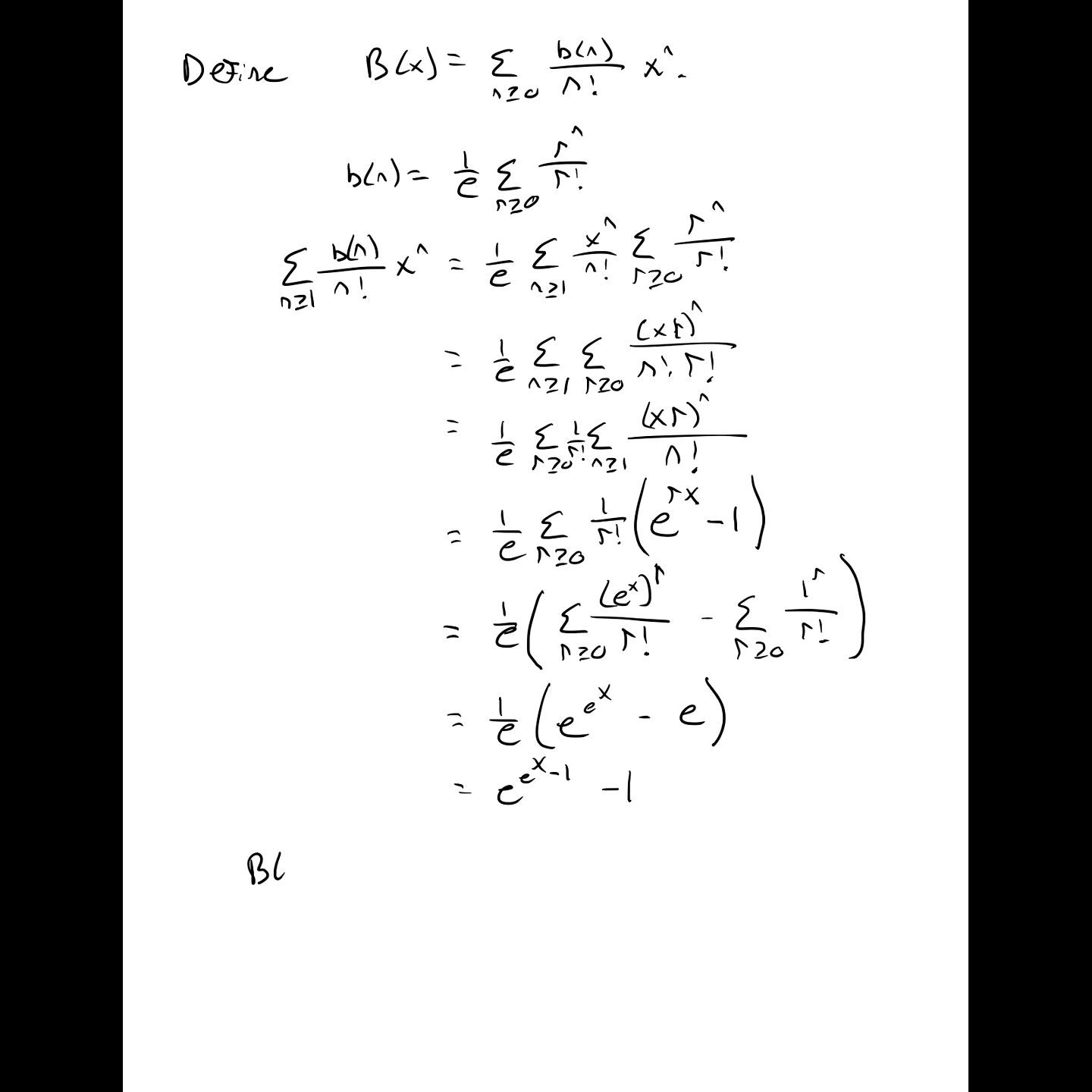So what I'm going to do is write b of x, but we had to add and subtract a 1, so I'll just write minus 1, and that is identically equal to this last piece here, e to the x minus 1 minus 1. Oh, well, since there's a minus 1 on both sides, thus b of x is equal to e to the x minus 1, which is a really nice closed form for the generating function.